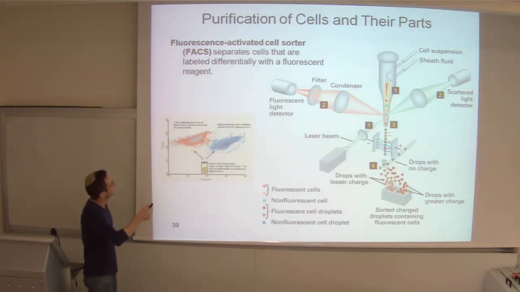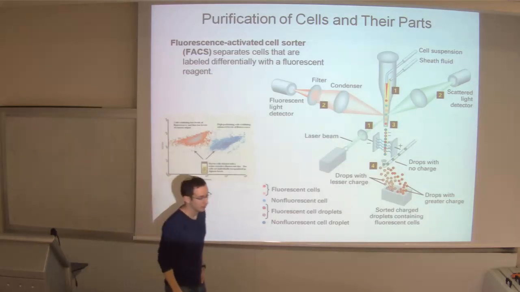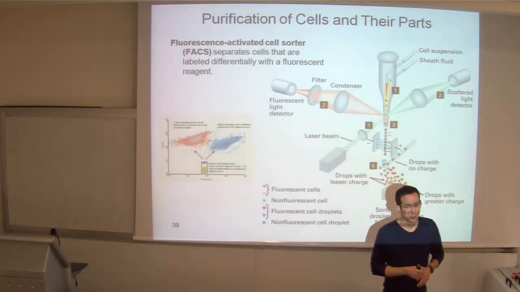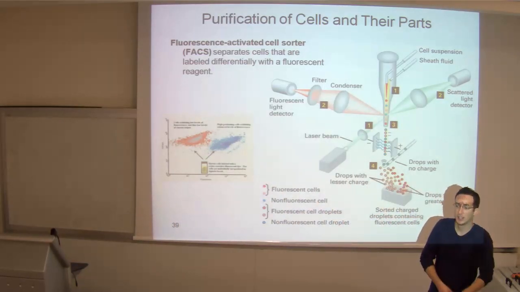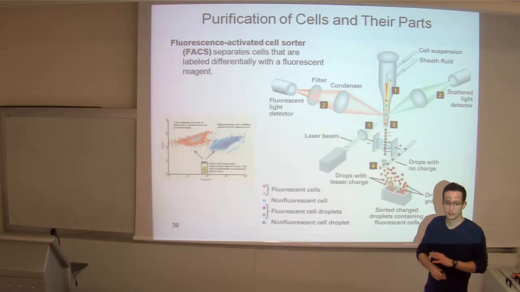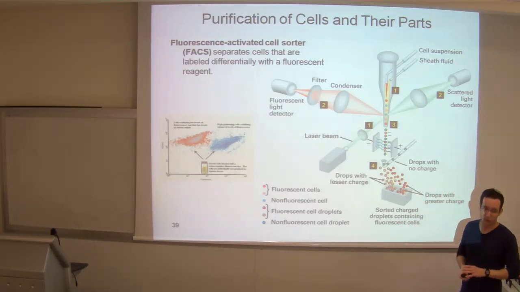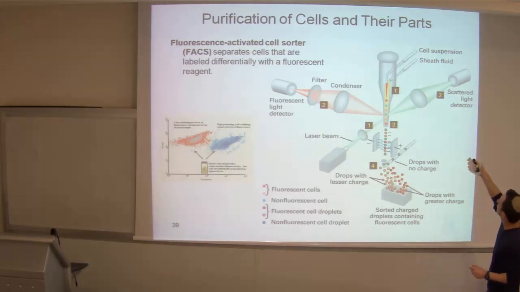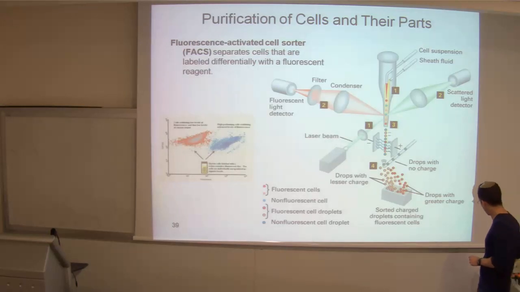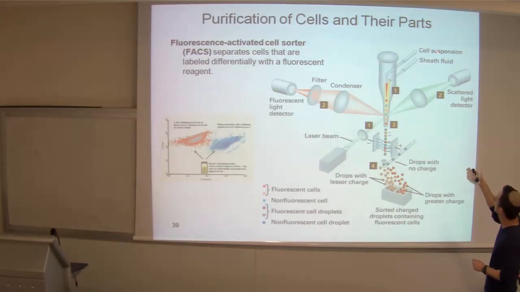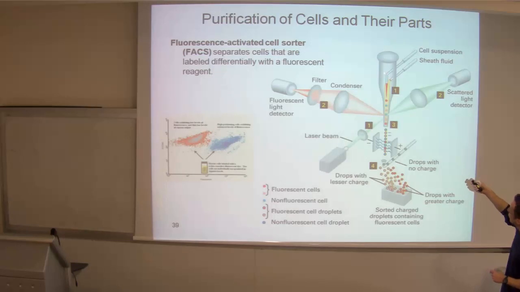And what it does is separate cells that are labeled differently with a fluorescent reagent. So the preliminary step would be to mark, from a mixture of cells, a subgroup of cells that have a specific protein, that present a specific protein on their surface. You would then mark this subgroup of cells with a fluorescent dye or reagent. Next, what you have to do is take this cell suspension and start flowing it inside a tube in the machine.